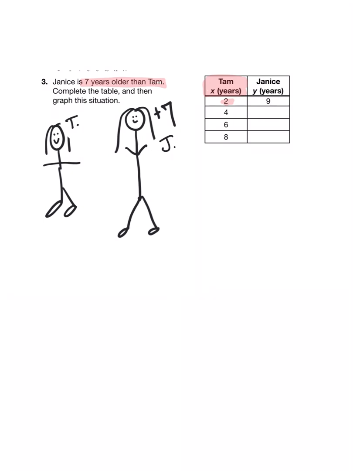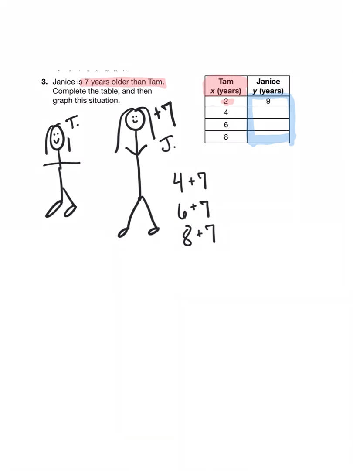When Tam is 4, Janice is 7 years older than that. When Tam is 6, Janice is still 7 years older. When Tam is 8, guess what? Janice is still 7 years older. So fill in the values in the Y column of your data chart.